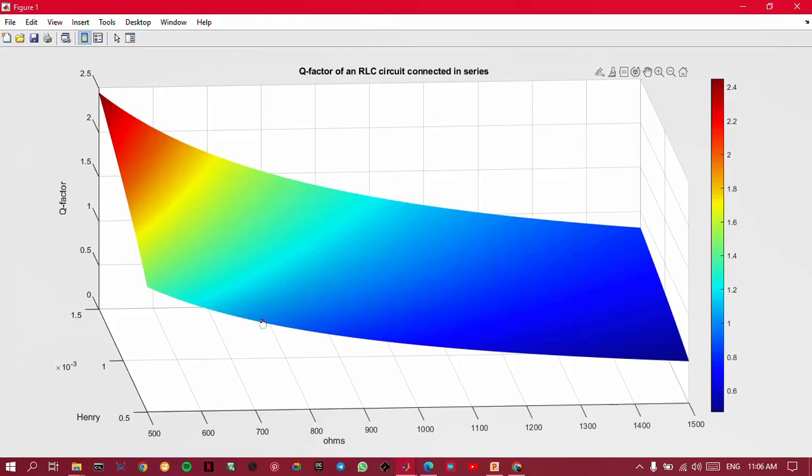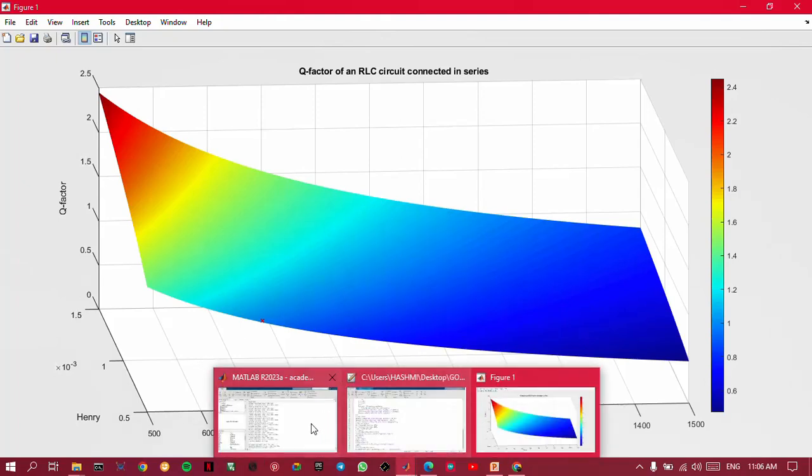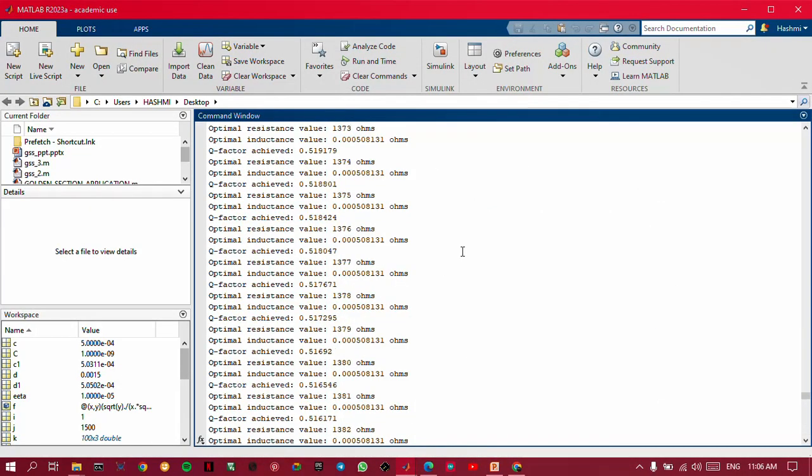So this is the optimal point which we got. There will be many different points over here, so you can inspect all of them using this cursor. And we'll go to the command window right now. So these are the iterations. There are nearly 1000 into 100, that's 1 lakh iterations over here. You can see the values changing.